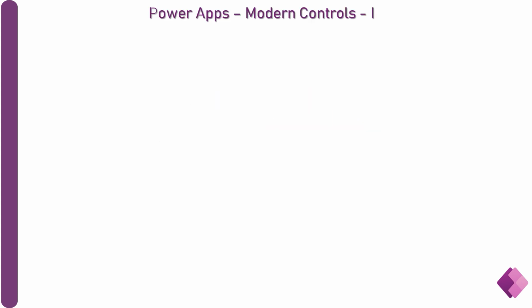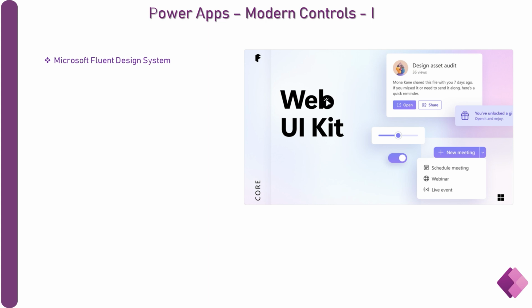Let's get started. What are modern controls? Modern controls in Power Apps are a new set of controls that are based on the Microsoft Fluent Design System. These controls are quicker and simpler to configure. They have high performance. They are visually appealing. By using these controls, you can take the look and feel of Power Apps to the next level.